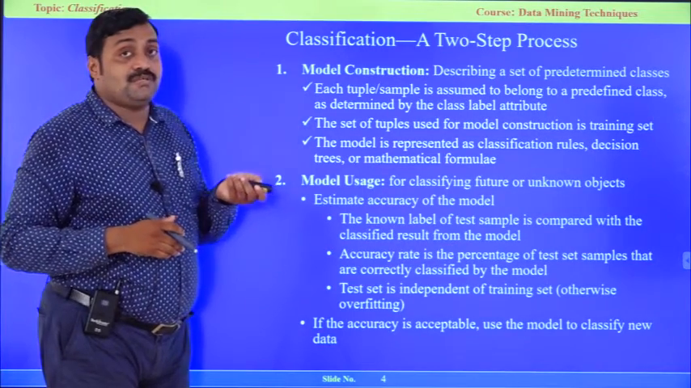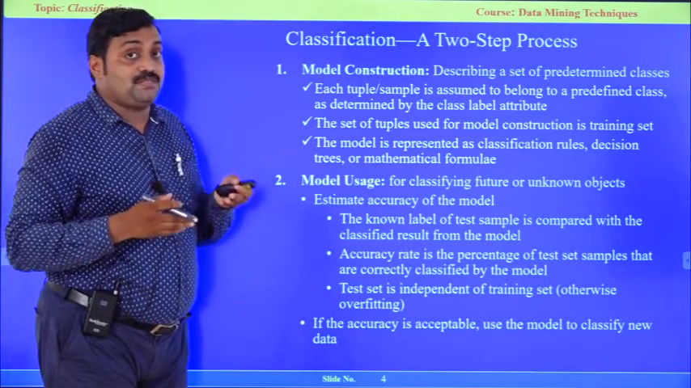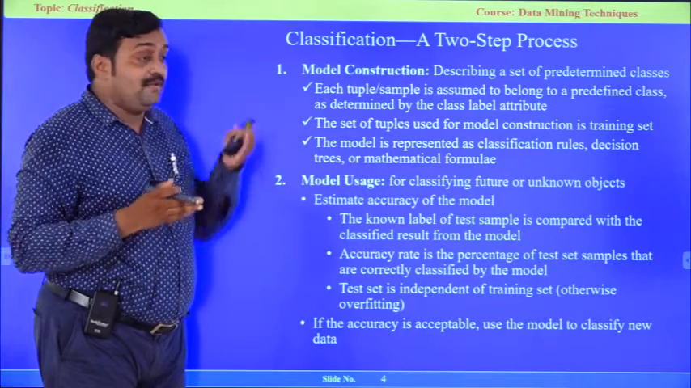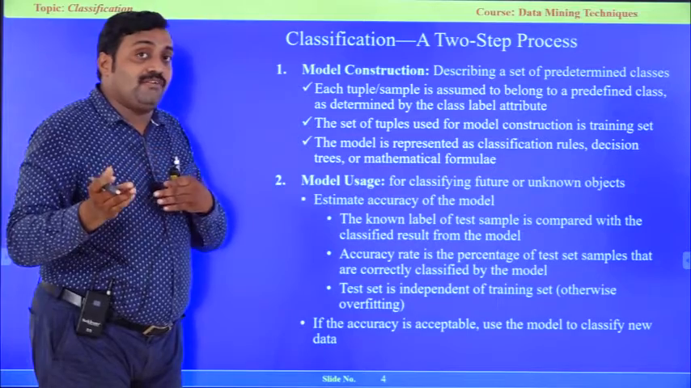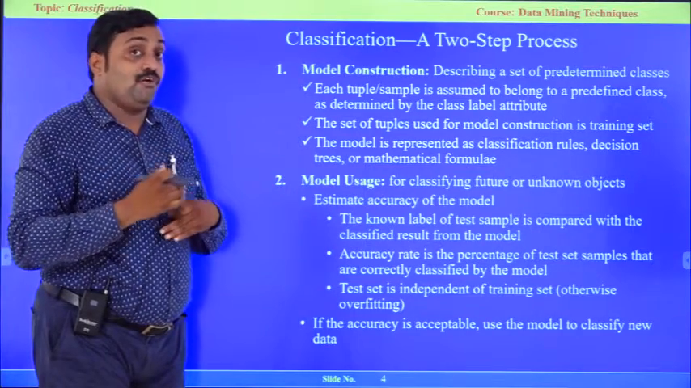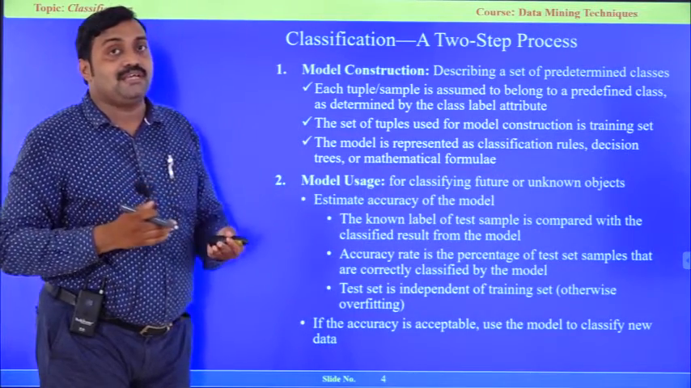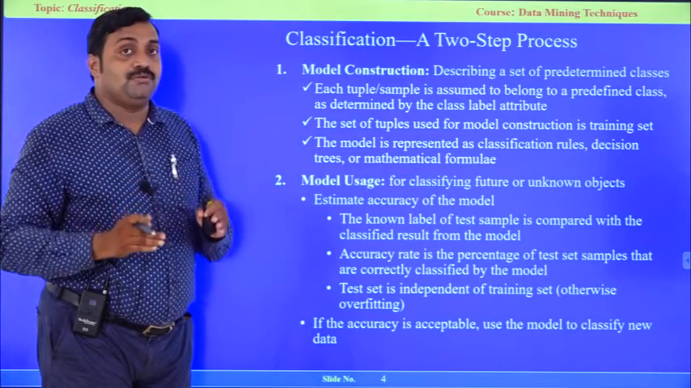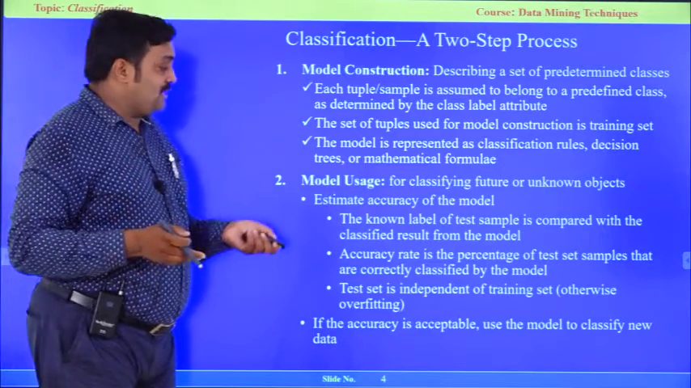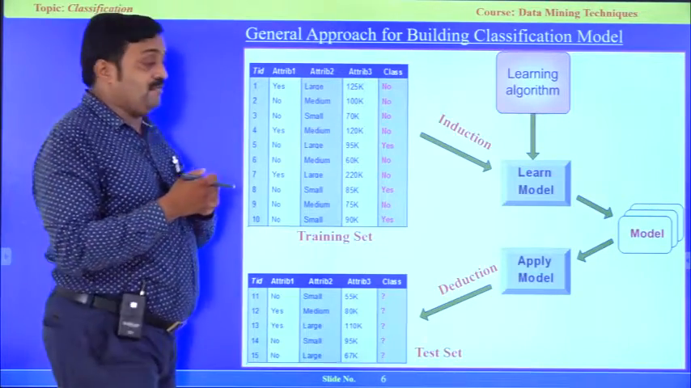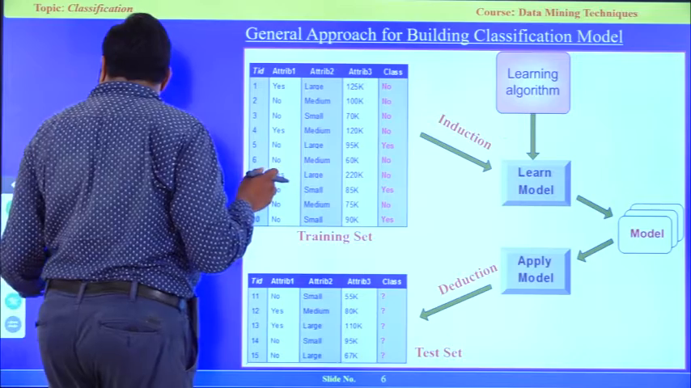So it's a two-step process. First, we have to design a model. Once you design a model, we cannot go directly to deliver. We are going to check how far it is giving accuracy. If both are done well, then we go for testing of new records. Okay, let's see a simple example, a very important concept.